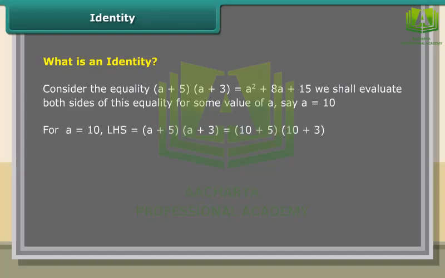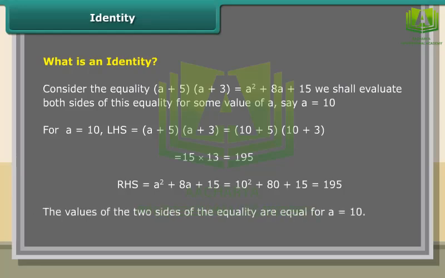For a is equal to 10, LHS is equal to (a plus 5) into (a plus 3), which is equal to (10 plus 5) into (10 plus 3), which equals 15 into 13, which is equal to 195. RHS is equal to a square plus 8a plus 15, which equals 10 square plus 80 plus 15, which is equal to 195. The values of the two sides of the equality are equal for a is equal to 10.